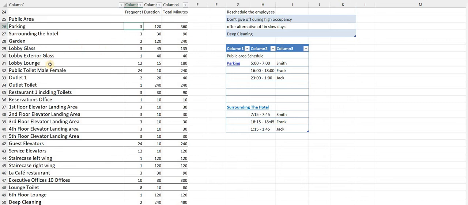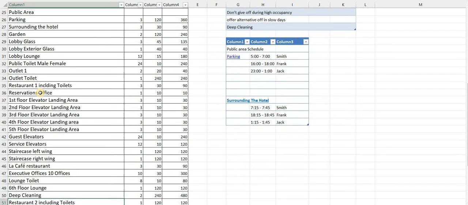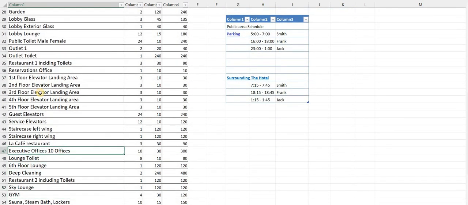Lobby glass, lobby lounge, public toilet, restaurant, reservation office, first floor landing area, second, third, fifth floor, guest elevator, service elevator, staircase left wing, staircase right wing. If you have more wings, then you could apply this. Cafe, restaurant, executive office, 10 offices. Each office will take 30 minutes, then you need 300 minutes.